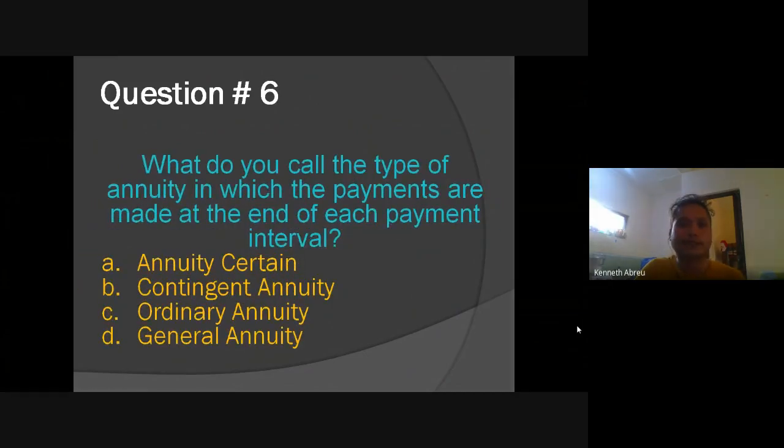Question number 6. What do you call the type of annuity in which the payments are made at the end of each payment interval? A. Annuity certain. B. Contingent annuity. C. Ordinary annuity. Or D. General annuity.